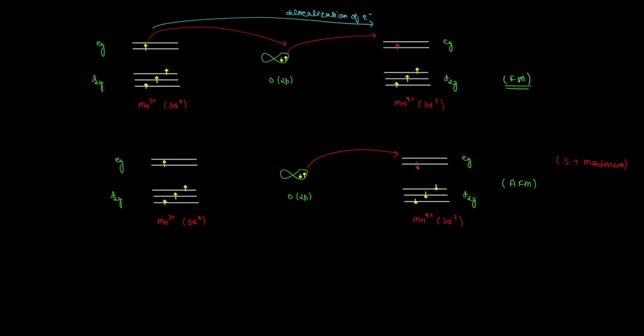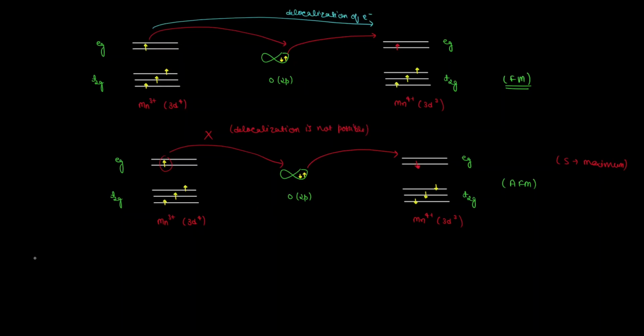Now there is a vacancy of down spin here, but there is no down spin here in the Mn3+ to fill the vacant state. So therefore this up spin cannot go here, as it would violate the Pauli exclusion principle, so the delocalization is not possible because of the Pauli exclusion principle.